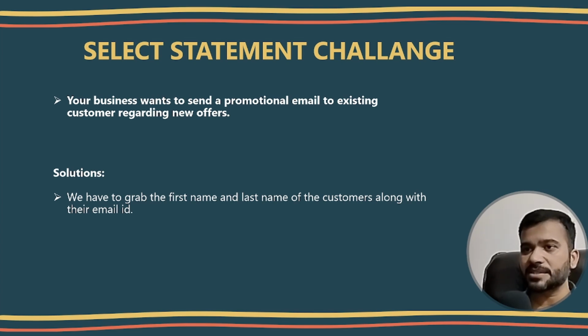In that electronics stuff, some category or brand has specifically given you an offer and you want to give this promo code to your existing customers. How are you going to do that? That is basically the problem statement. What is the solution? We have to grab three things: the first name, last name of the customer, along with their email ID. Which email ID we want to send the promotional messages to, that we also want.